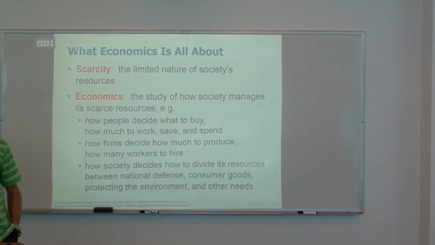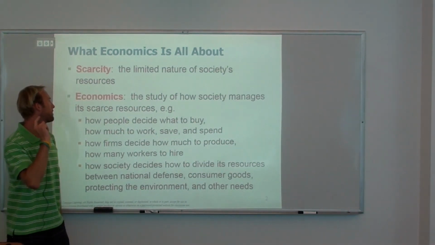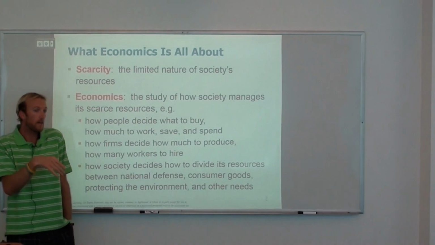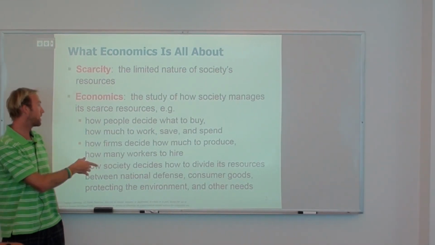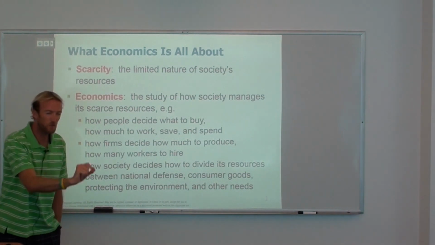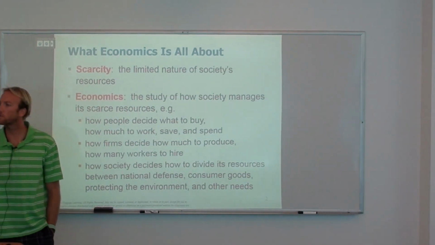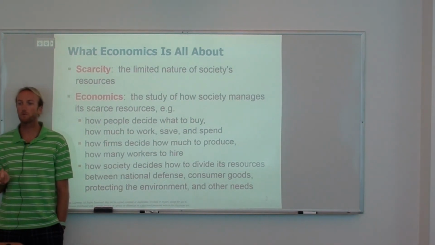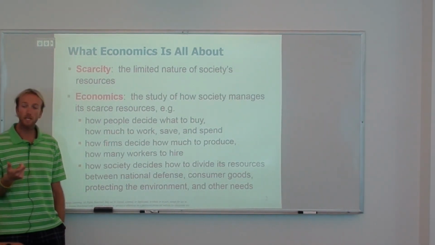And so what are the kind of things we look at? We're going to look at how people decide what to buy, and then how much of it to buy. Firms, we're going to think of not just individual people, but also individual companies or individual firms. How much does an individual firm produce? How many workers do they need?